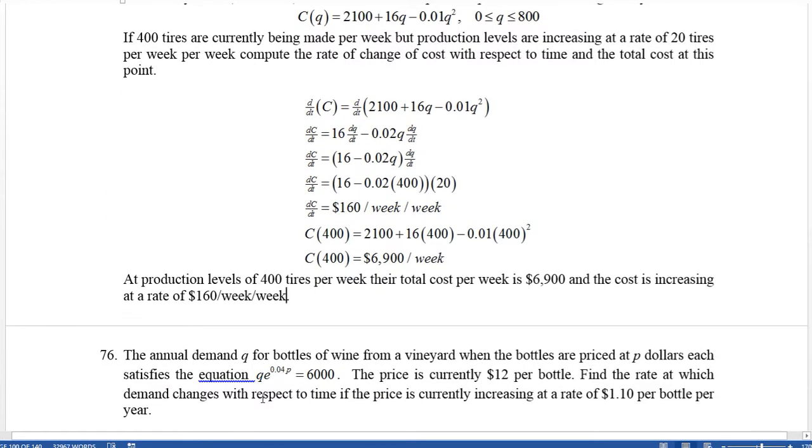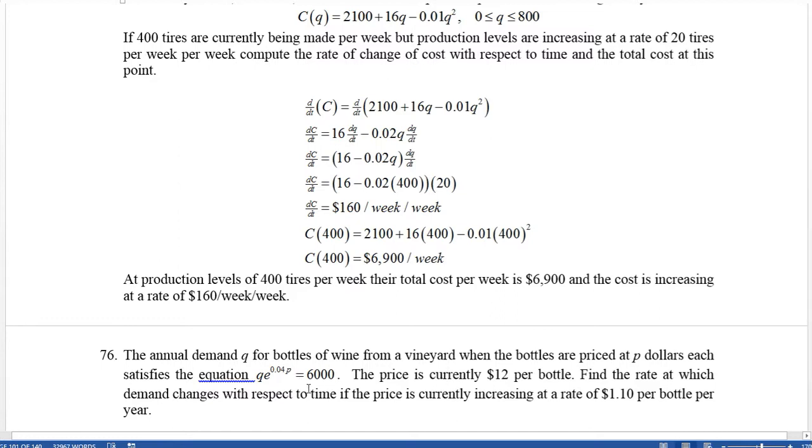Okay, let's do another one here. The annual demand, Q, for bottles of wine from a vineyard, when the bottles are priced at P dollars each, satisfies the equation Q times e to the 0.04P equals 6,000. Notice how lucky we are this time. They actually told us the formula that relates Q and P to each other. The price is currently $12 per bottle. Find the rate at which demand changes with respect to time if the price is currently increasing at a rate of $1.10 per bottle per year.